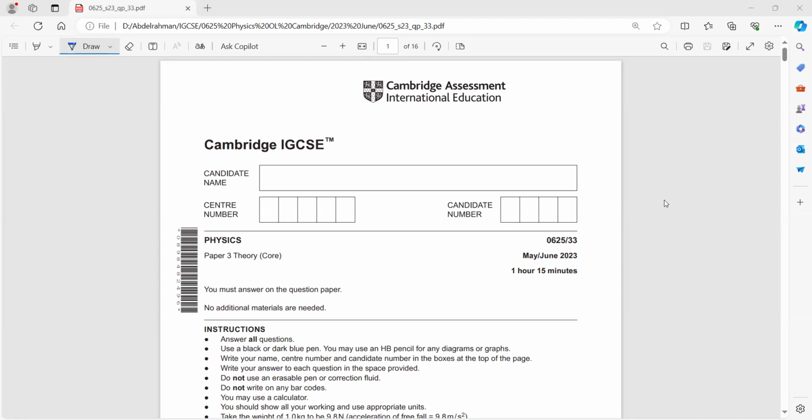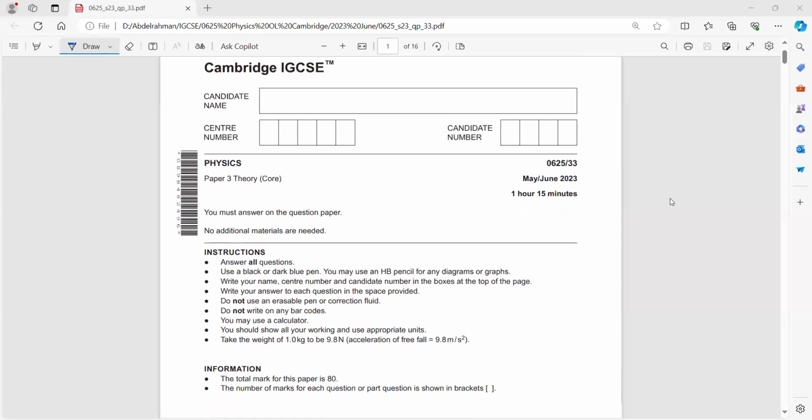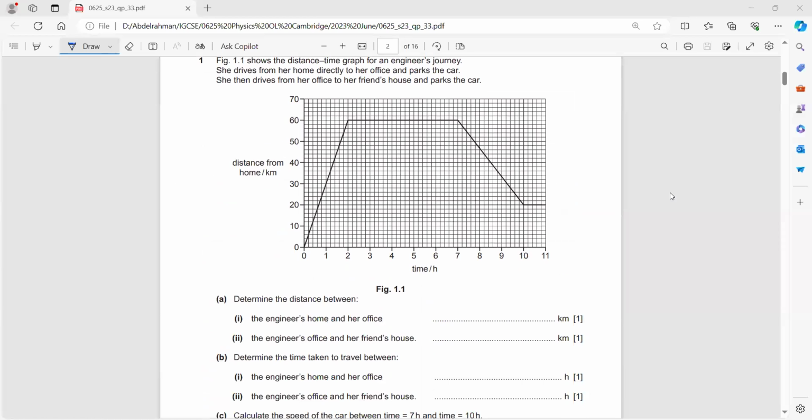Okay. May, June 2023, paper 3, variant 3. Question 1. Figure 1.1 shows the distance-time graph for an engineer's journey. She drives from her home directly to her office and parks the car. Then she drives from her office to her friend's house and parks the car. Determine the distance between the engineer's home and her office.